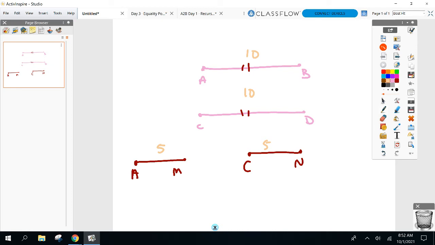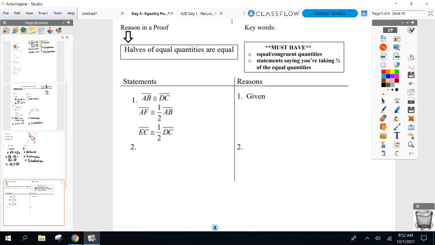That is what this next theorem says. Halves of equal quantities are equal. But, ready? Checklist right before we get into our first proof. If you want to use this, you got to have equal quantities that you're going to take half of. What you're taking half of needs to be equal first, whether you tell me or I give it to you. And also, somewhere in your statement, you need to show me you're going to take half of those equal quantities. So those are the two things I need before I'm allowed to write down this reason: Halves of equal quantities are equal.